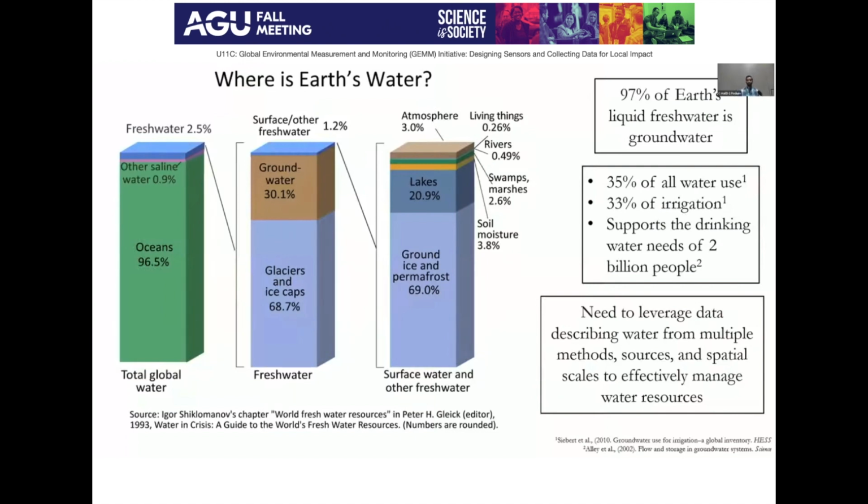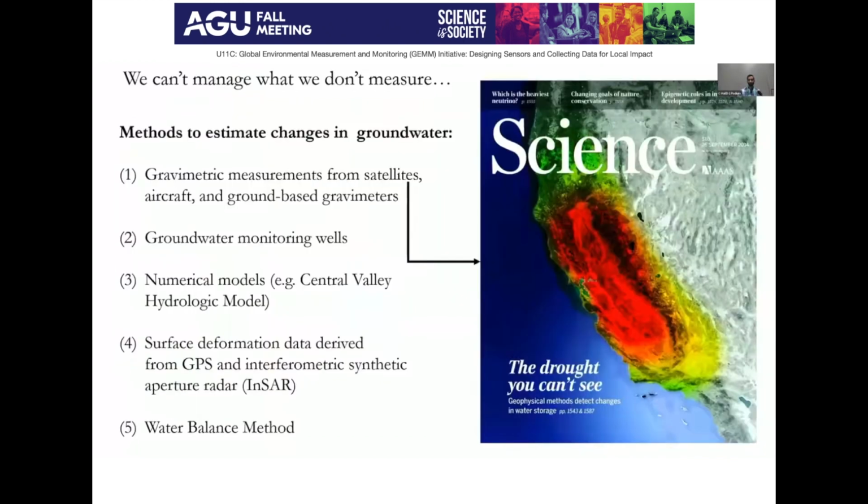And so we really need, as this group knows better than just about anybody, to leverage all of the data that we can describing hydrologic properties from all sorts of spatial scales, different sensor methods, and whatever sources are available to paint a more nuanced picture to adequately manage our water resources. So again, we can't manage what we don't measure.